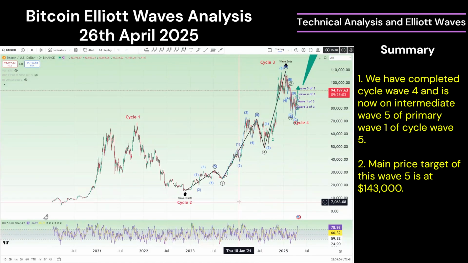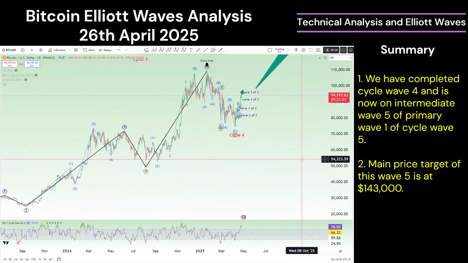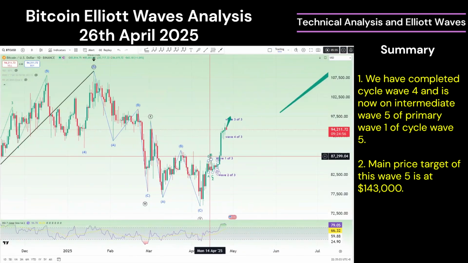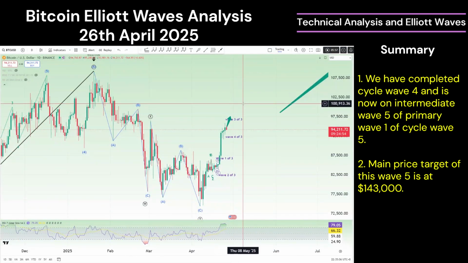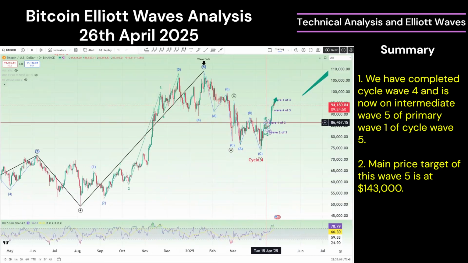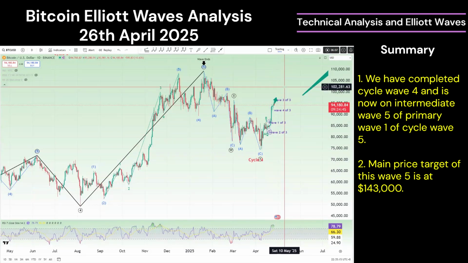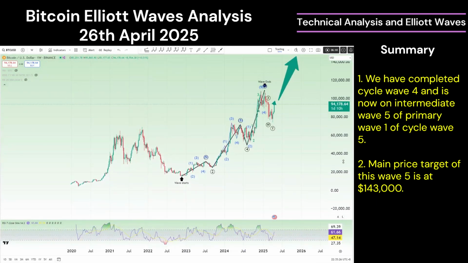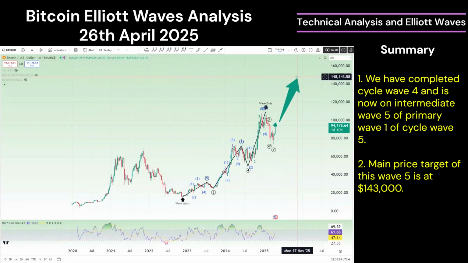Cycle 4, where will this cycle level 5 be? As it is right now, this is a 1 2, we are going to a 3 4 and 5. I believe this wave 1 itself is still small. So this entire move here could be just a primary wave 1, and then a primary wave 2, primary wave 3. So the actual target for Bitcoin could actually be very, very high.